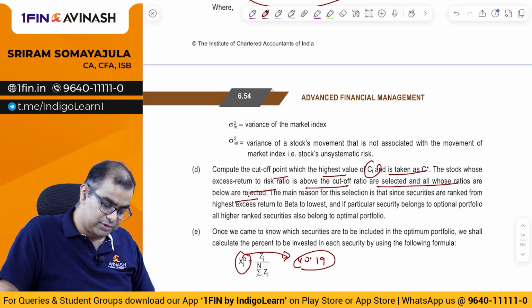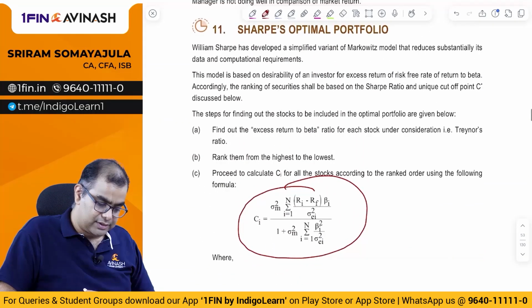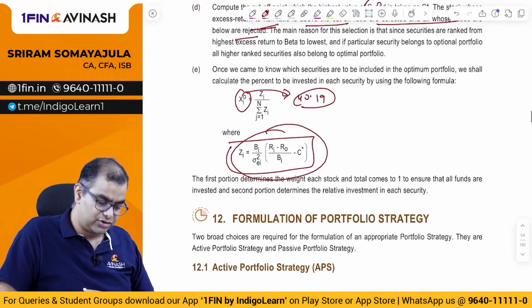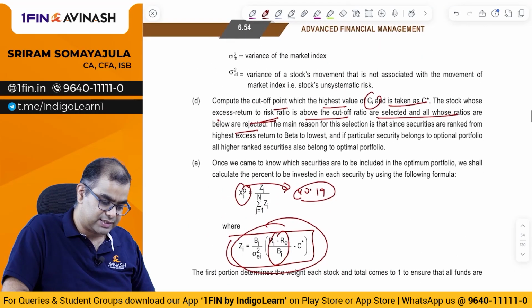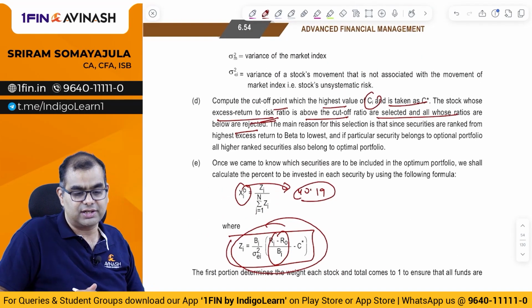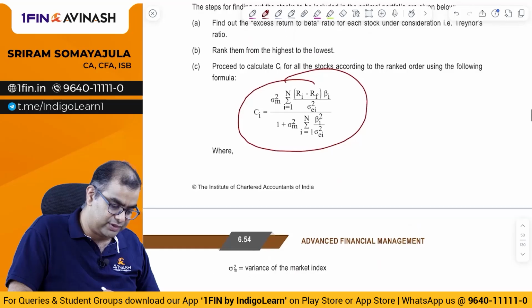So the stock whose excess return to risk ratio, which is what? Treynor ratio. Where is this Treynor ratio? What we computed: excess return to beta, excess return to risk ratio. What is this excess return to risk ratio? Our Treynor formula, right? Beta. So you have to compute the Treynor ratio, which we have already computed. Now you have to compute everything using this.